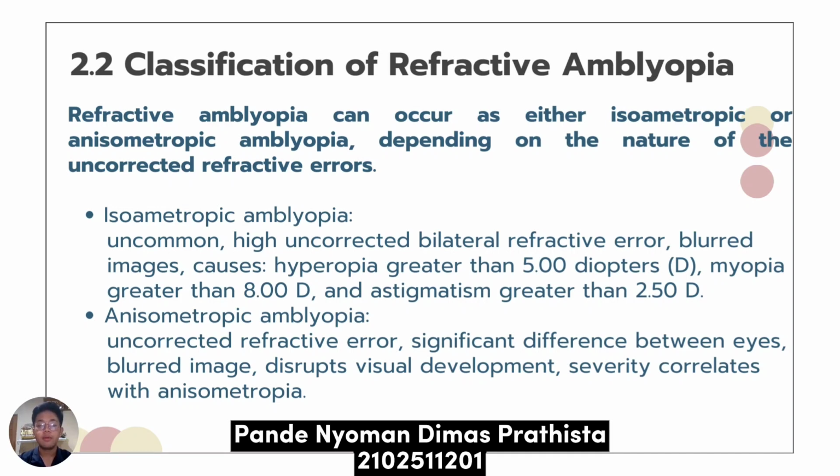Now I would like to present the classification of refractive amblyopia. Refractive amblyopia can occur as either isometropic or anisometropic amblyopia, depending on the nature of the uncorrected refractive error. First, isometropic amblyopia is uncommon: high uncorrected bilateral refractive error causes blurred images, with hyperopia greater than 5 dioptres, myopia greater than 8 dioptres, and astigmatism greater than 2.5 dioptres. Second, anisometropic amblyopia is an uncorrected refractive error with a significant difference between the eyes, causing blurred images and disturbed visual development, with severity correlated with anisometropia.